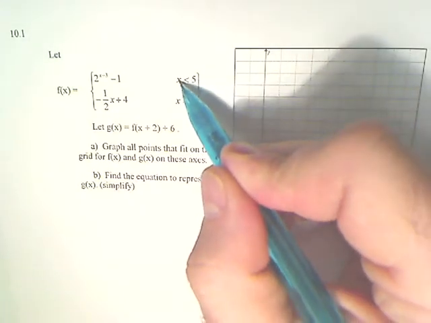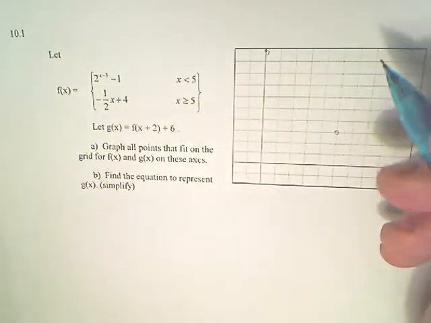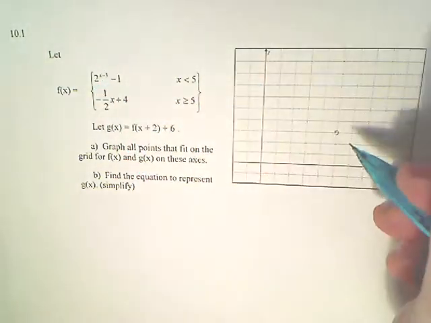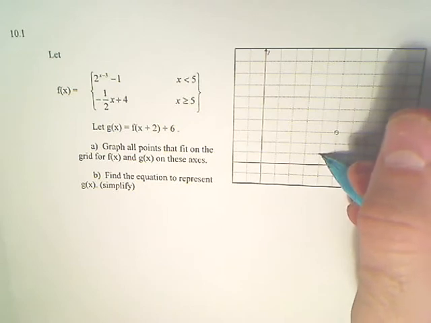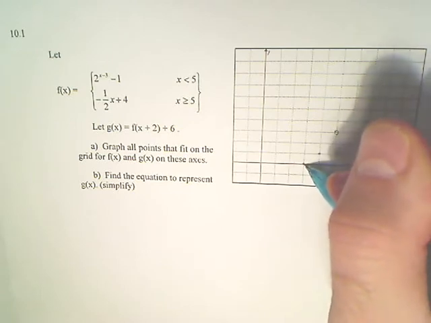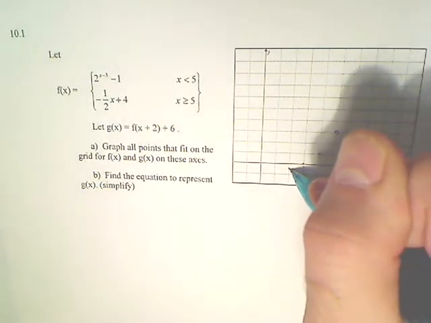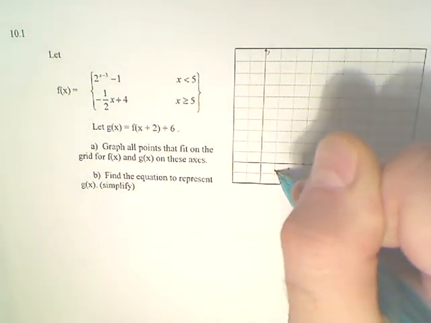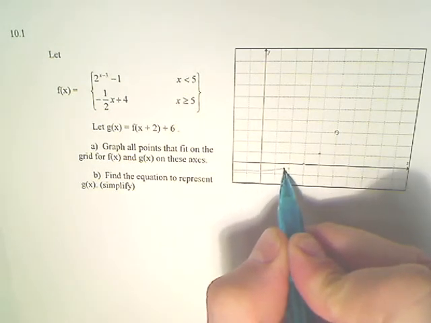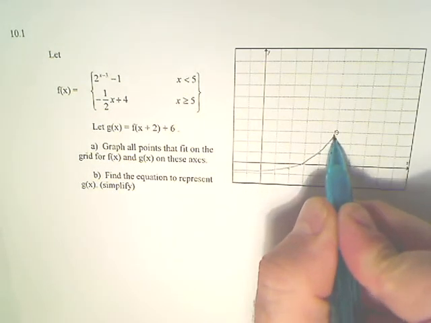This is to plot points for x values that are less than 5, so now we'll plug in 4. 4 plugged into that equation gives us 1, which is here. 3 plugged into the equation will give us 0, then a half, negative, etc. Continue graphing all the way off this graph, all points that fit on the grid.